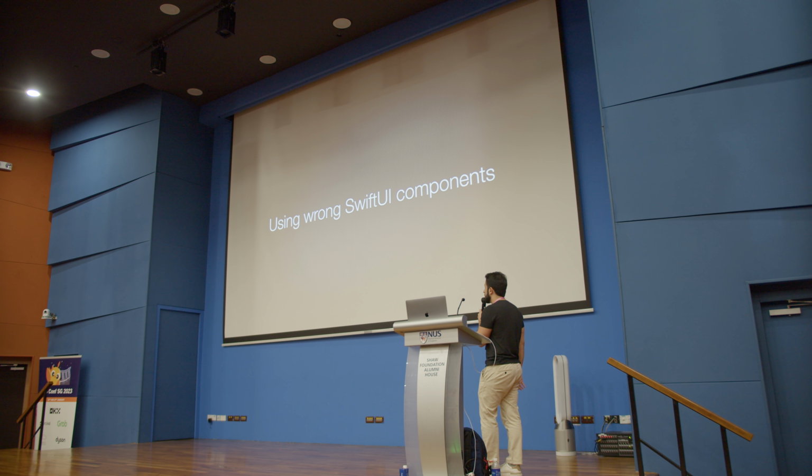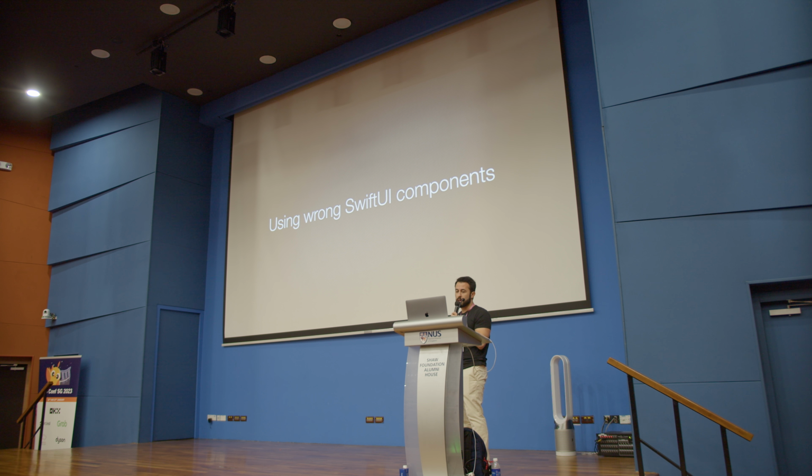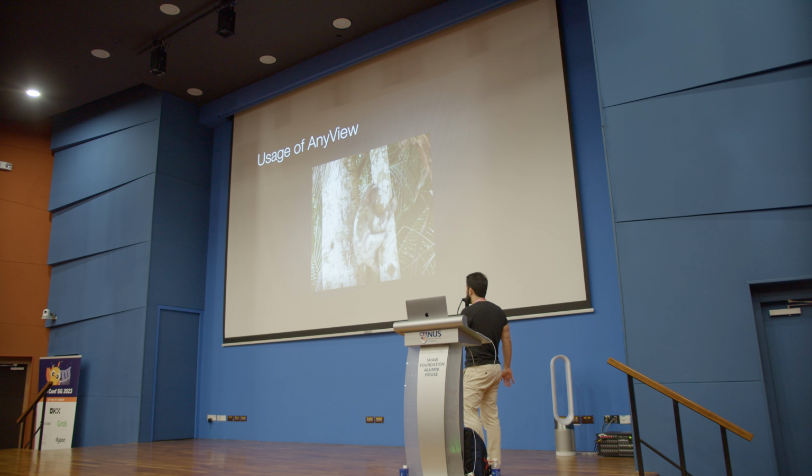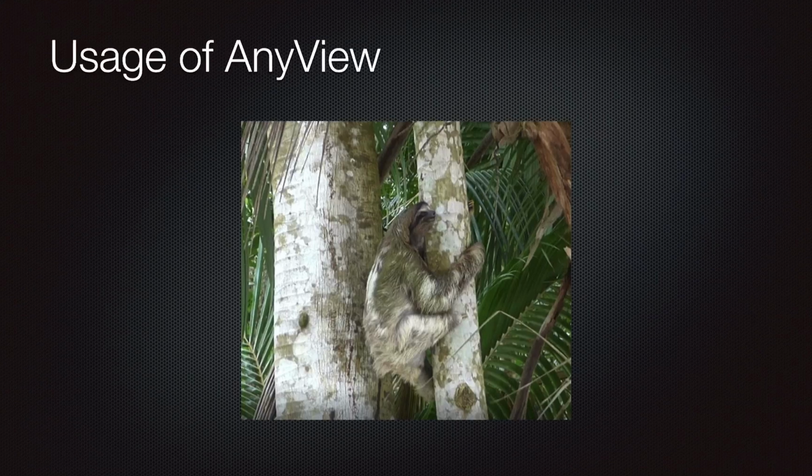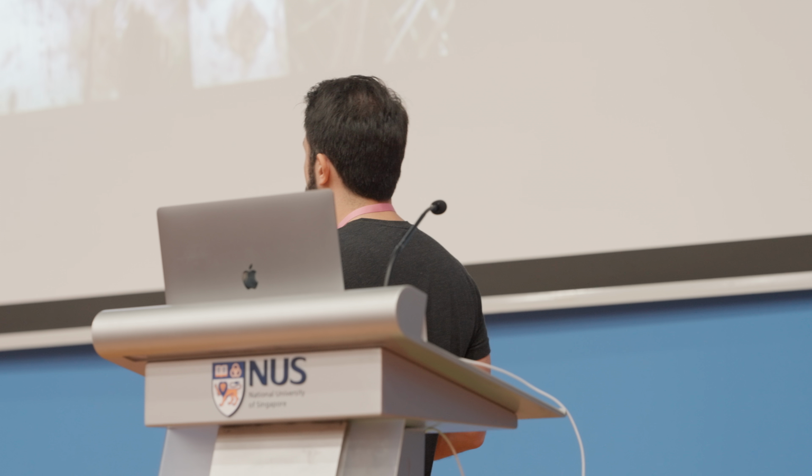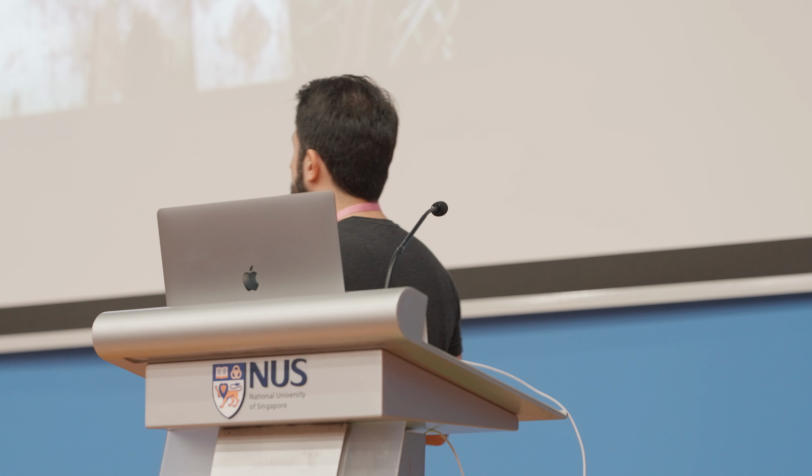Then another type of performance issue can appear by using the wrong SwiftUI components. One example of this is the usage of AnyView. We've seen the slowest animal on Earth on the first slide, and now we have it here. Because it's quite slow, the sloth usually camouflages in the environment and tries to look like it, so it's harder to spot in the forest. That's how it protects itself from the dangers of the forest. And with AnyView, you are doing it the same way.